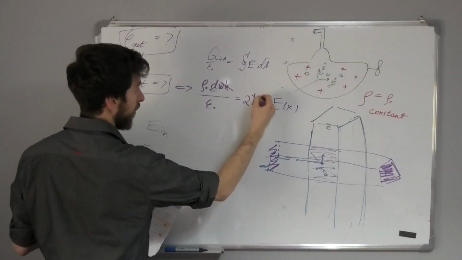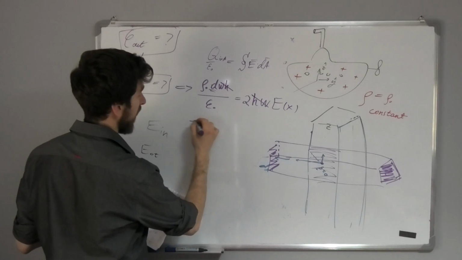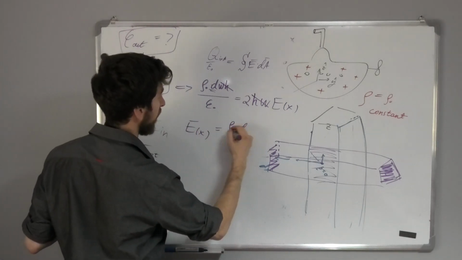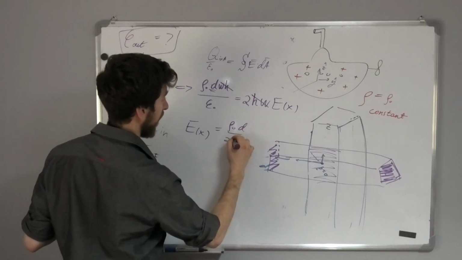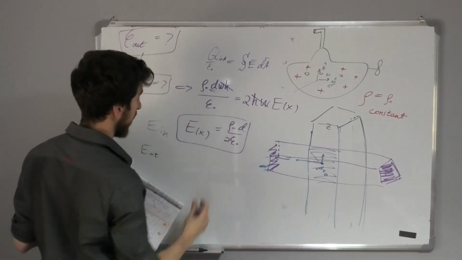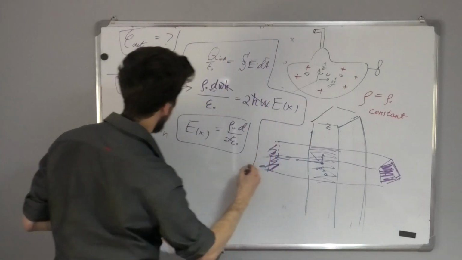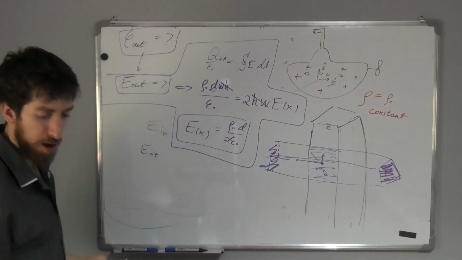So H W cancel, and I get a constant value, which we talked about in the previous tutorial, which makes sense because if we talk about an infinite wall, it's something that I expect to have. So we actually found E out. This is the value for E out.